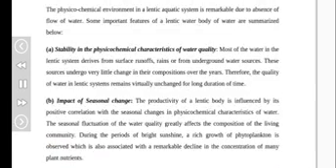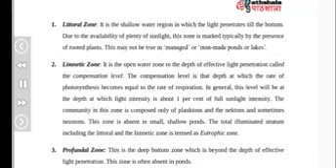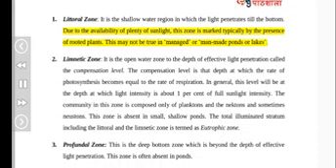1. Littoral zone. It is the shallow water region in which the light penetrates till the bottom. Due to the availability of plenty of sunlight, this zone is marked typically by the presence of rooted plants. This may not be true in managed or man-made ponds or lakes.